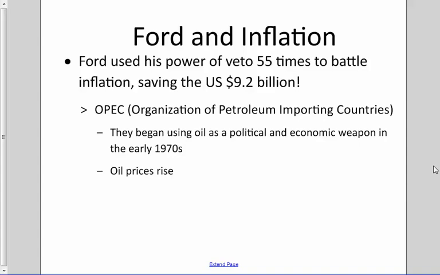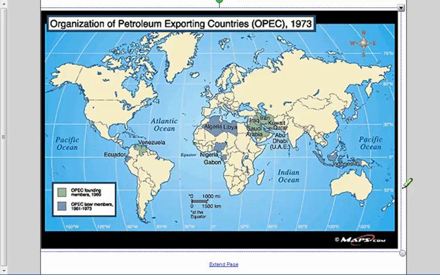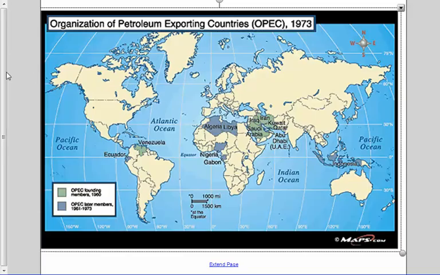Another issue that came up under Ford was OPEC and their control. OPEC is the Organization of Petroleum Exporting Countries. These are countries, and here you can see them on the map, that organized in 1960. They're basically the countries that sell the most oil in the world. Their idea was to organize and set oil prices. They all sell their oil for the same price, and they set how much each of them can sell.